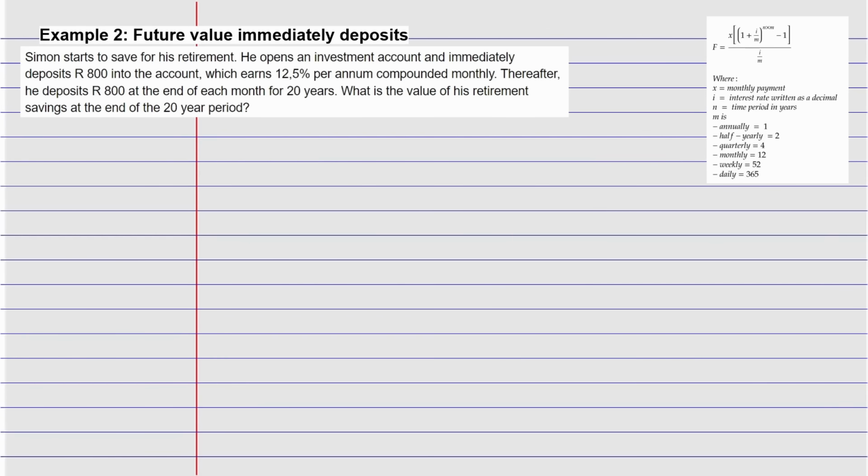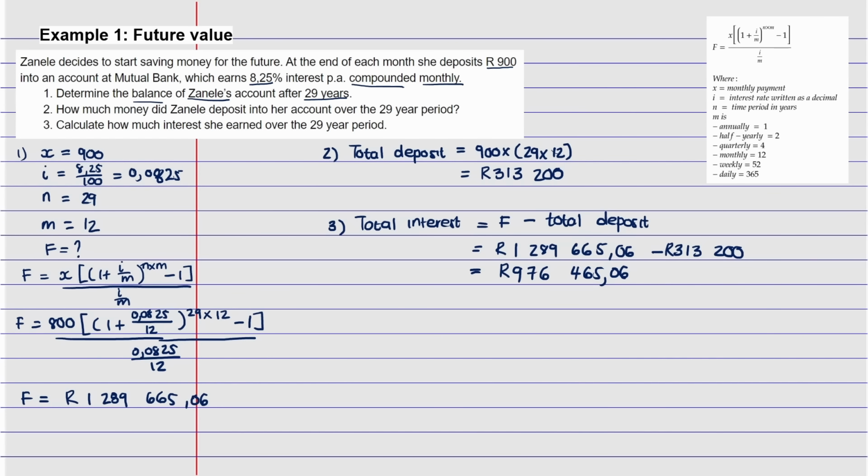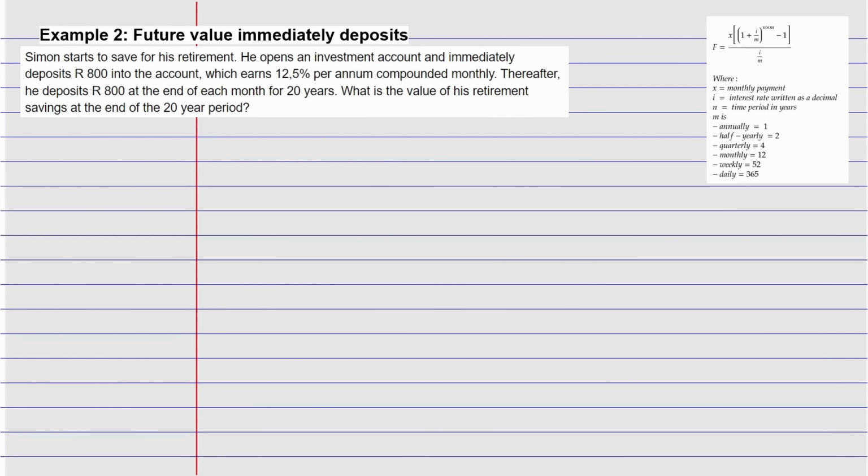So now let's do example 2, which is future value but with an immediate deposit. If you look at the first scenario, they didn't say that Zanele deposited the money immediately. But in this one, they say that Simon starts the retirement and deposits immediately. And when there is an immediate deposit, your N value changes, you add 1. So let's just read the question.